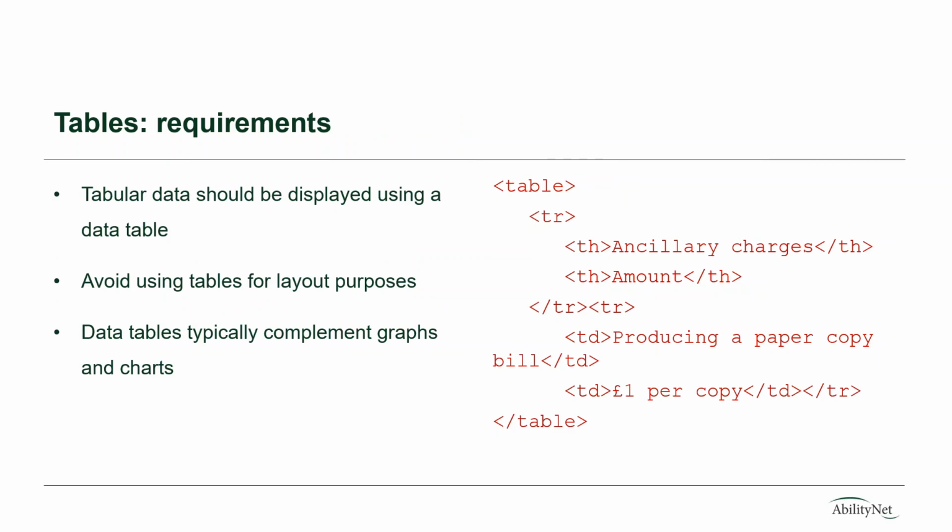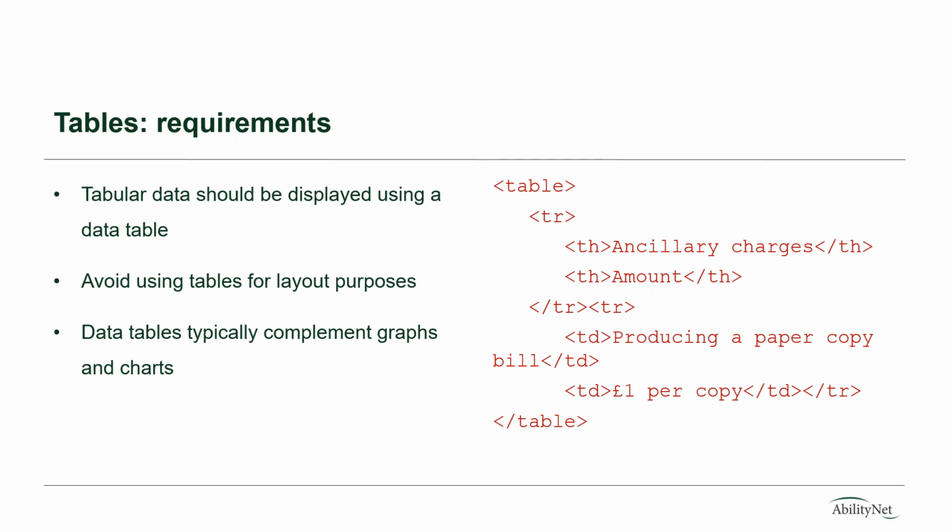So how do we do that? Well, there are requirements for tables. For tabular data, you should always use a data table to convey it. Conversely, you should avoid using tables for layout purposes. It is not forbidden with WCAG2, but it is generally considered bad practice because it adds unnecessary audio clutter for screen reader users. And in any case, it's easier to use CSS for most layout purposes.